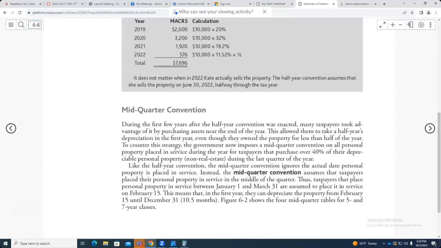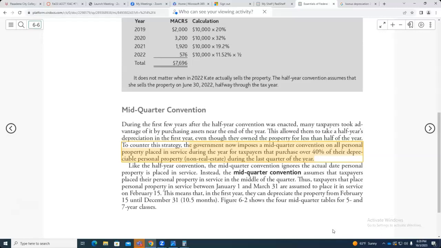Okay. So here is the answer. The government now imposes a mid-quarter convention on all personal property placed in service during the year for the taxpayers that purchase over, not 40, but over 40% of the depreciable personal property or non-real estate during the last quarter of the year. So if your company chooses to buy more than 40% of all properties in the last quarter, they are automatically forced to use what? Mid-quarter convention.